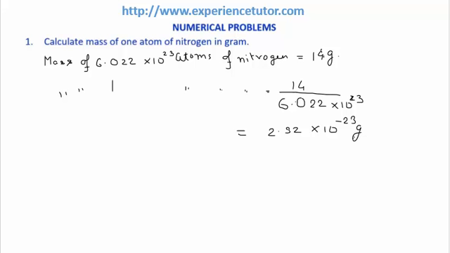Therefore, the main point for this sum is we have to remember that mass of 6.022 into 10 to the power 23 atoms of any molecule is equal to its gram atomic mass. After that, we can easily solve this sum.